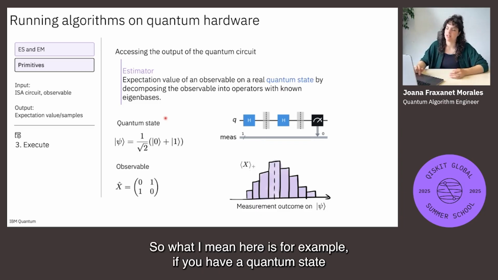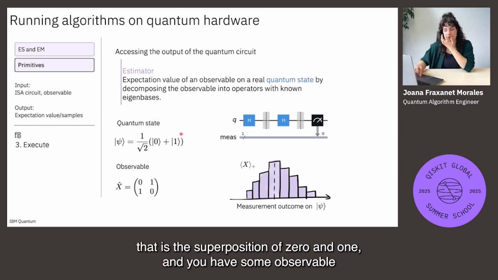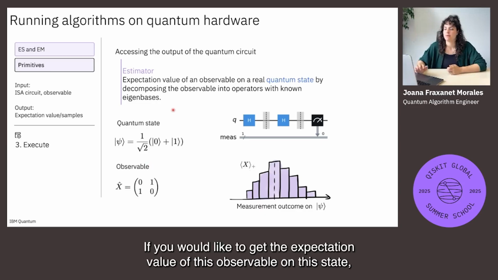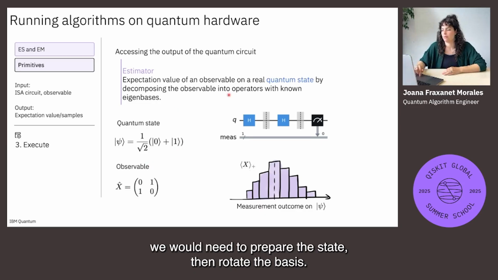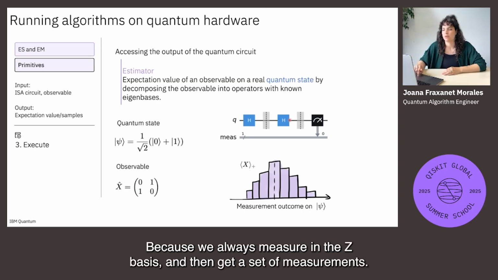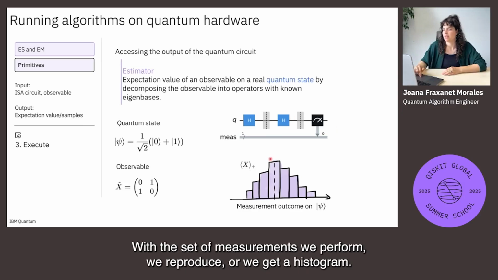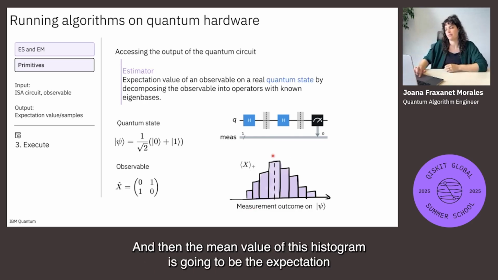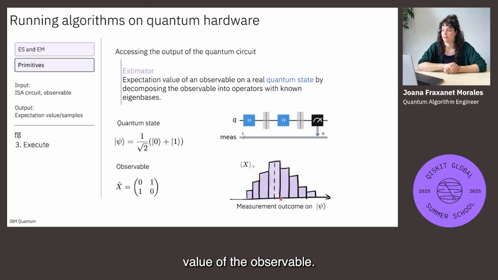So what I mean here is, for example, if you have a quantum state, the superposition of 0 and 1, and you have some observable, that is the x observable. If you would like to get the expectation value of this observable on this state, we would need to prepare the state, then rotate the basis, because we always measure in the z basis, and then get a set of measurements. With this set of measurements, we get a histogram, and then the mean value of this histogram is going to be the expectation value of the observable.